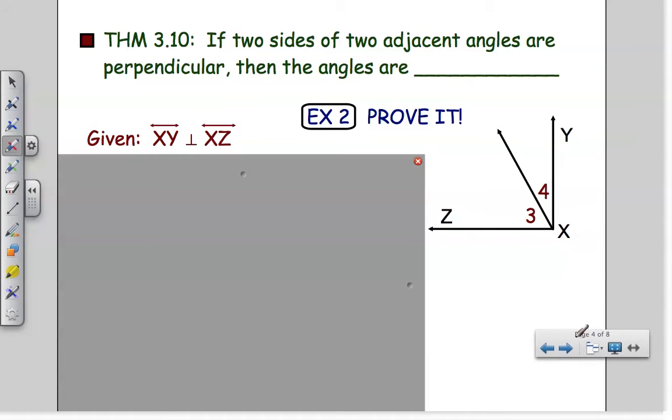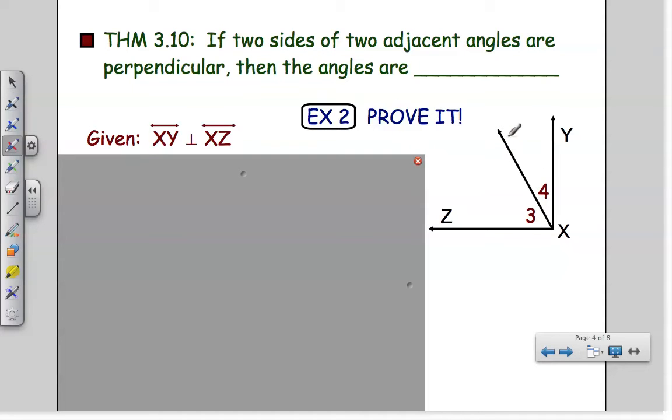New theorem here. And we're going to prove this theorem below. It says if two sides of two adjacent angles are perpendicular, then the angles are what? Let's decipher this from the picture. Two sides of two adjacent angles. First of all, adjacent means next to, right? So two sides of two angles that are next to each other, which in this picture, angles 3 and 4 are adjacent because they are next to each other.